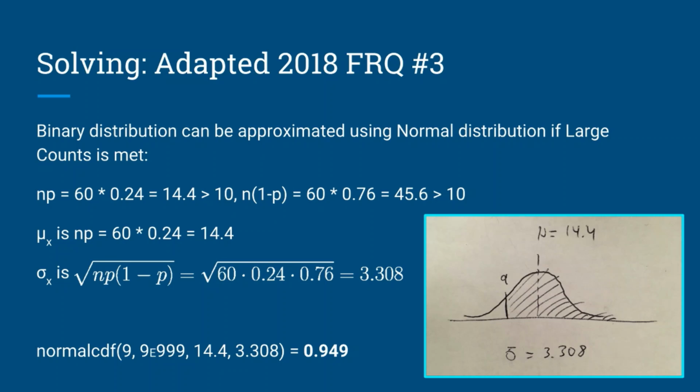Using the equation sheet, we get that the mean is np equals 60 times 0.24, which is 14.4, and the standard deviation is the square root of np(1 minus p), which is 3.308. Drawing the appropriate sketch and using the appropriate calculator function, we get 0.949, which is reasonably close to the answer you get using the binomial setting. Overall, it's easier and more reliable just to use the binomial CDF way. So don't do the normal approximation unless the test tells you to.